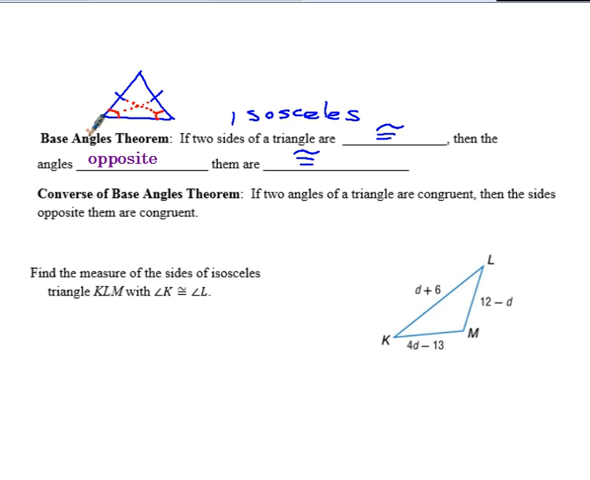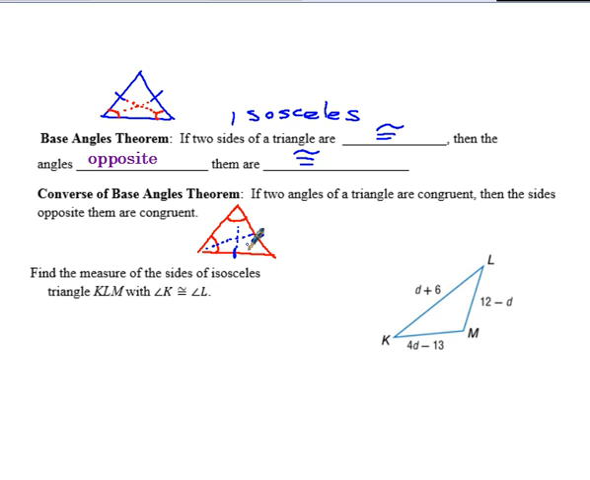The converse to the base angle theorem, remember: the converse is saying if two angles of a triangle are congruent, then the sides opposite them are congruent. So for instance, if I had a triangle, and let's say that this angle was congruent to this angle, I would be able to say then that the sides opposite these angles, this side here and this side here, would be congruent. That's the converse to the base angle theorem.